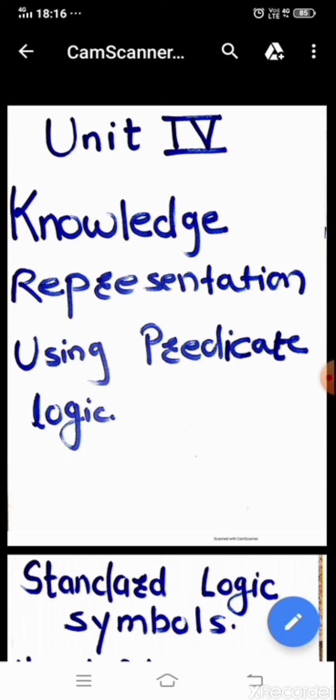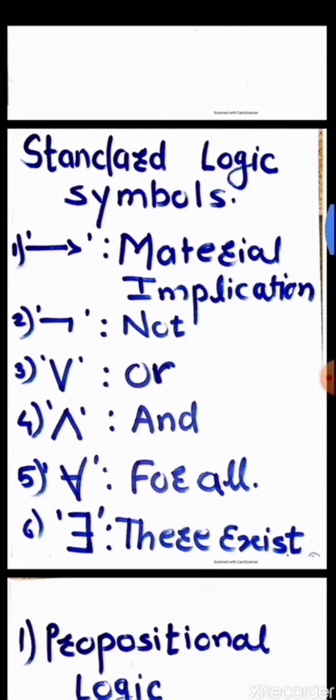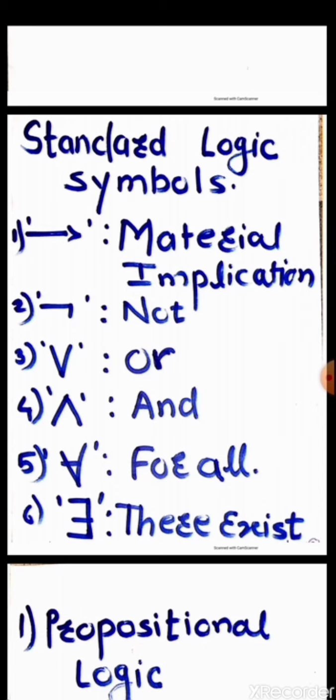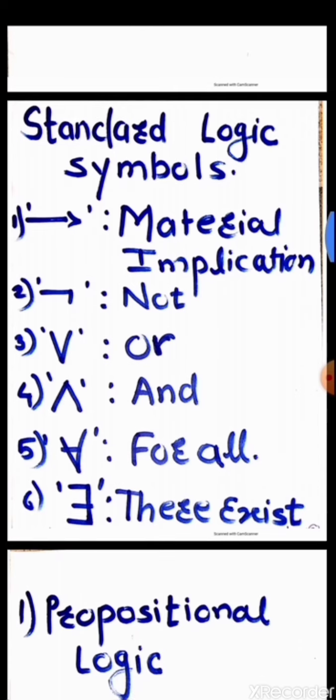Starting with that, in this unit we are going to use some standard symbols. The first one, the arrow, indicates the material implication. The second one represents not. The third one, V, represents or. The fourth one, inverted V, is used for and. The fifth one, the inverted A, means for all. The sixth one, the inverted E, represents there exists.